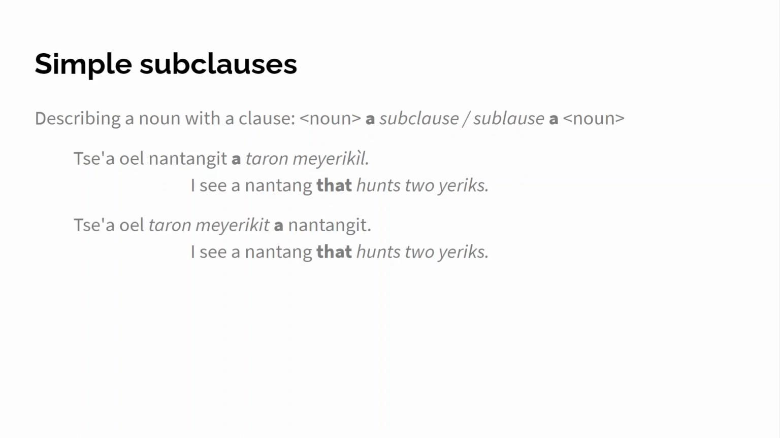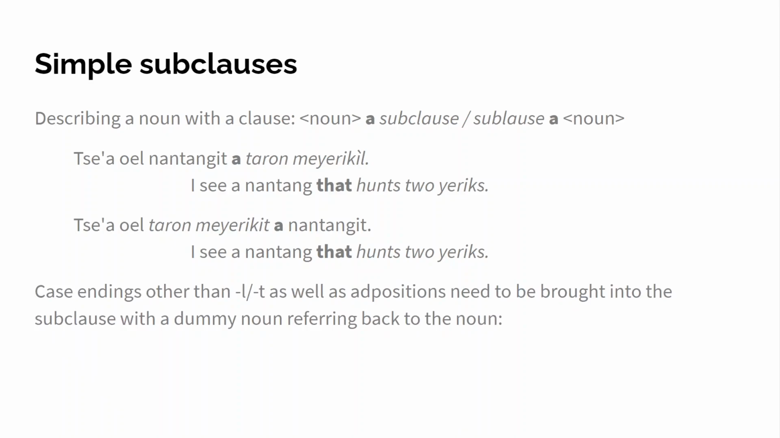We can also change the order around. Cea wel taronmeyerigit a Nantangit. So I see the Nantang that hunts 2 Yeriks. So the R is always in between the noun it describes and the subclause that describes the noun. Like with the adjectives, it can come before or after the noun.